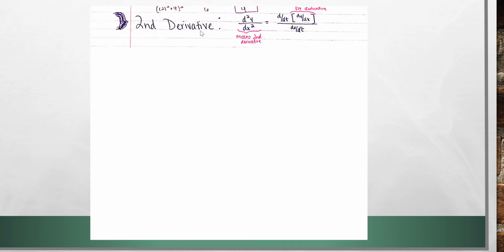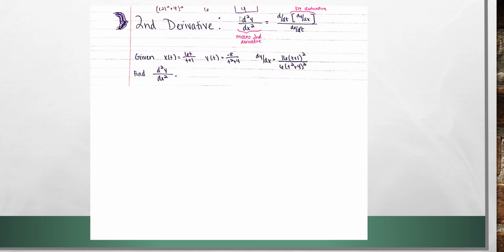To find the second derivative, we have to take the derivative of our first derivative and divide that by the derivative of the original x equation. So given that x of t equals 6t divided by t plus 1, and y of t equals -8 divided by t squared plus 4, and the derivative that we just found, which has been cleaned up a bit, 16 times t plus 1 squared divided by 6 times t squared plus 4 squared.